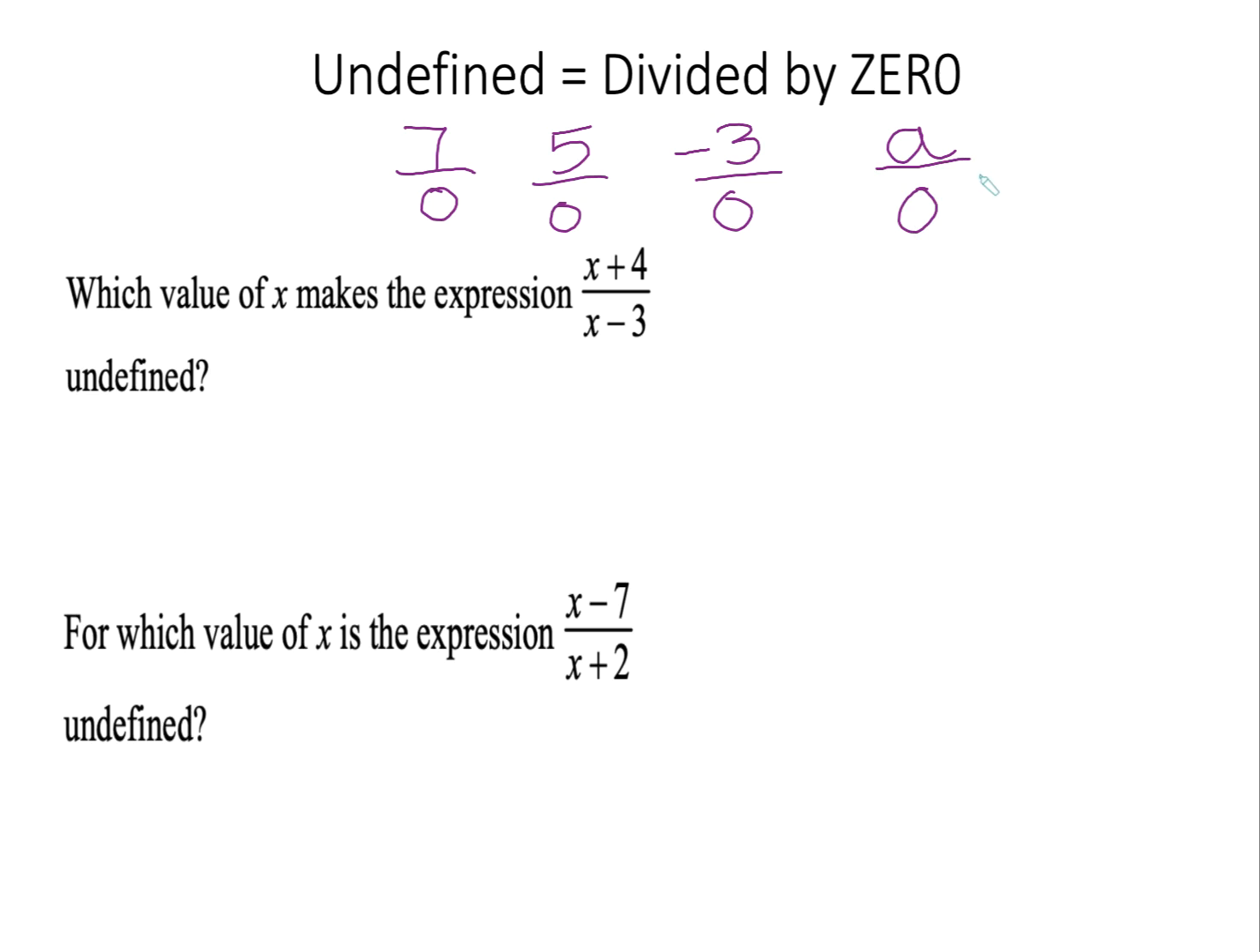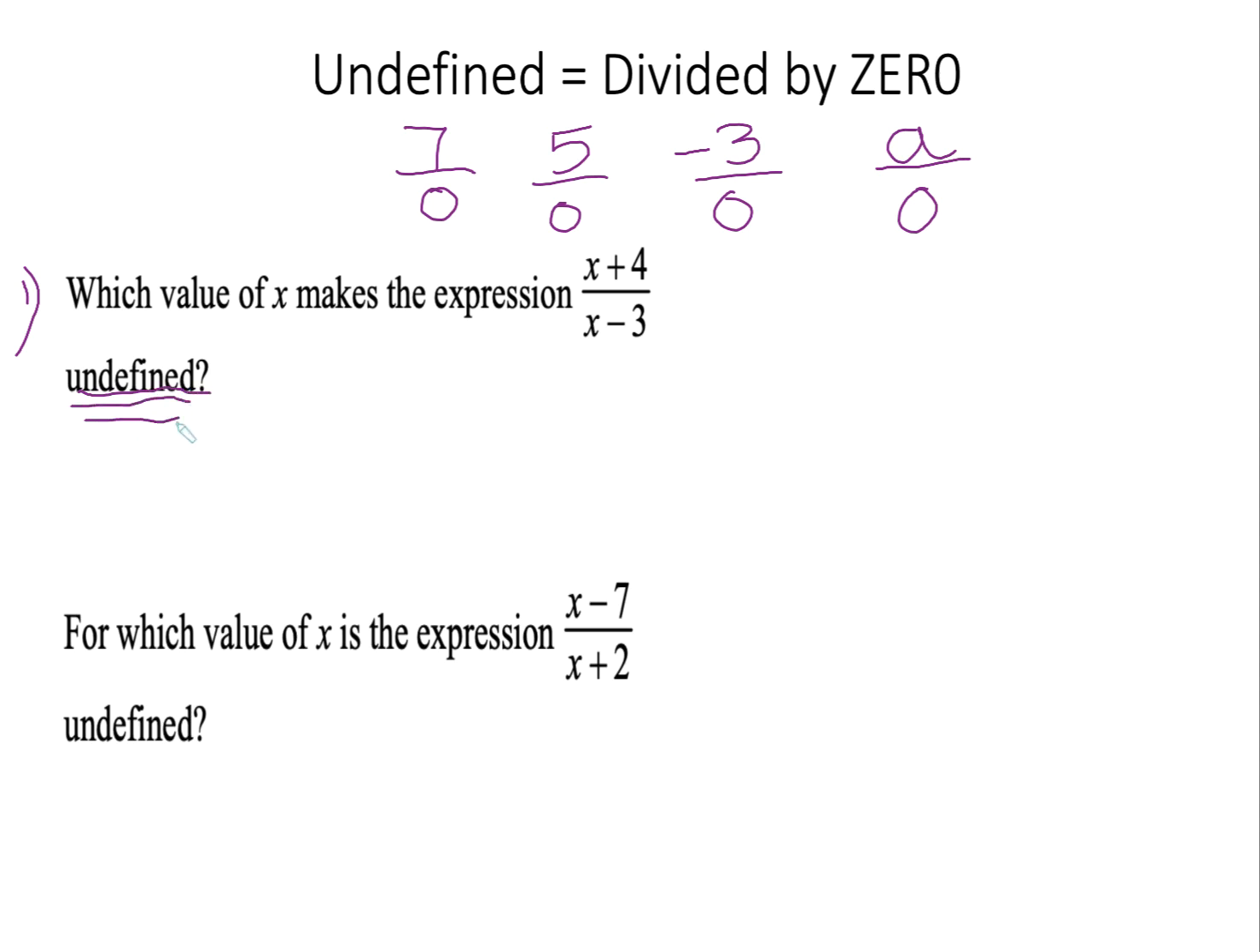I'll be honest, I think the mathematicians couldn't come up with a good word, so they came up with undefined. You will see this on your Tasc examination. So I have a couple of problems for us to go through today. My first example, let's label this number 1, says which value of x makes the expression x plus 4 over x minus 3 undefined.